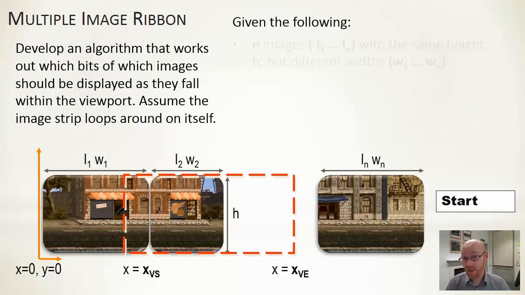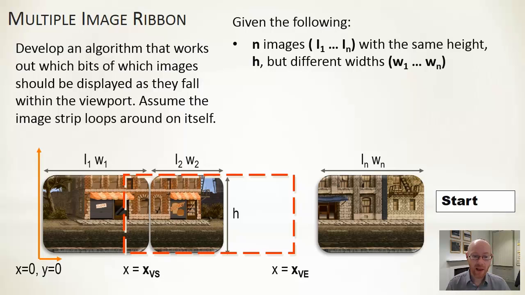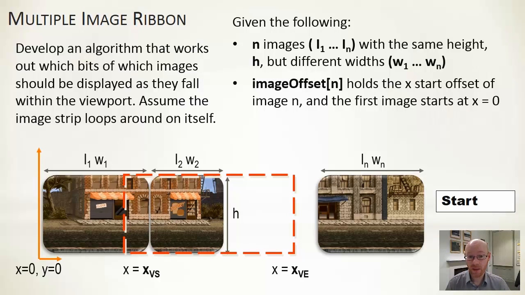So assume we have n images, I1 to In. They all have the same height, which makes it reasonably straightforward, but they can be of different widths. So each image has its own particular width. Also assume that we have an array called image offset, and the index to this holds the start offset of image n. So image offset 0 is the starting location of the first image, which we can assume is really 0. And image offset 1 is the starting location along the x-axis of the image with index 1, the second image.